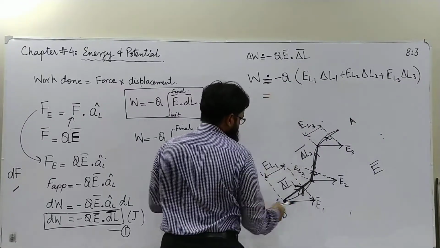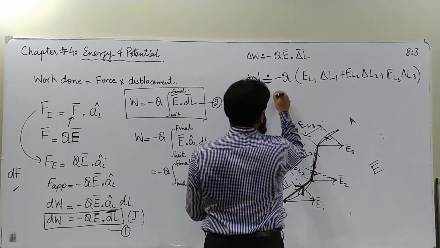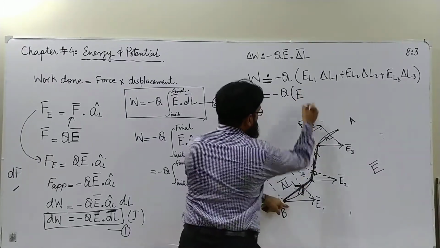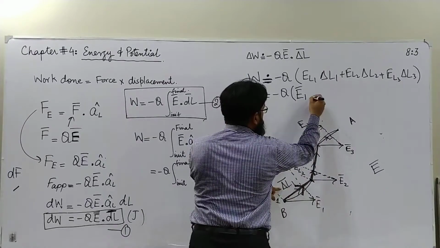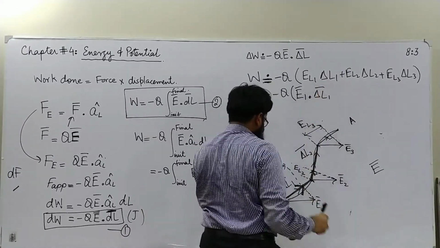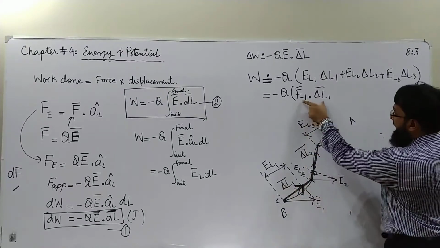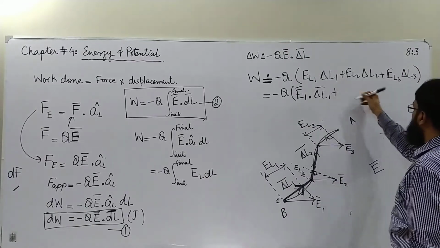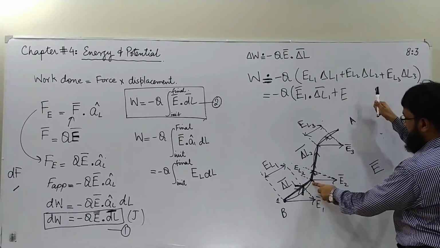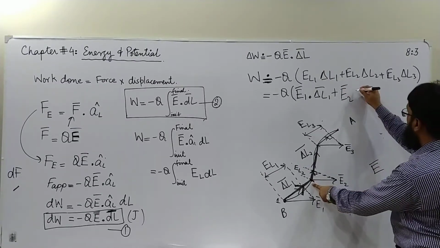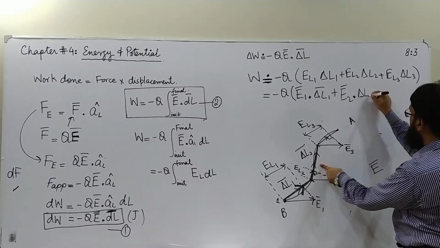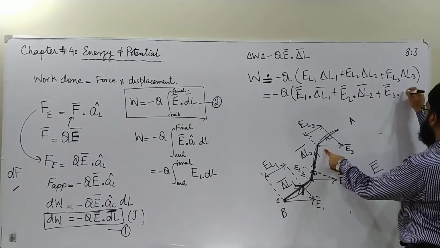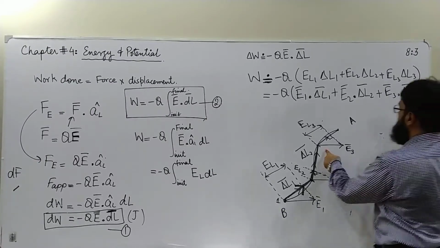Which is nothing but minus q. How did this come about? I have taken the dot product of the electric field at this point with delta L1. This is what we got. We took this dot product to get exactly this. Plus, how did we get this? We got it by taking the dot product of the electric field intensity at this point with delta L2, and the same for the third term, delta L3. This is what we had.